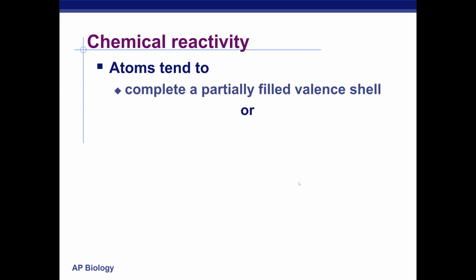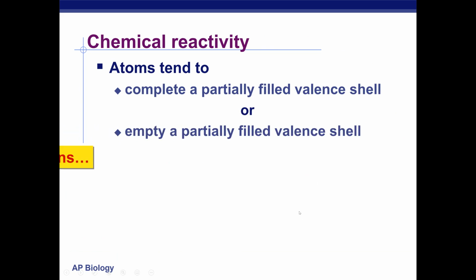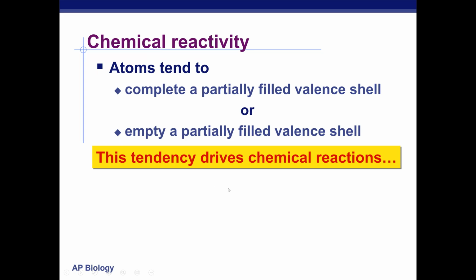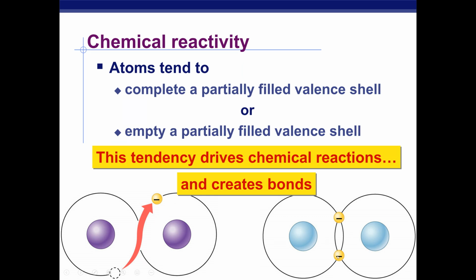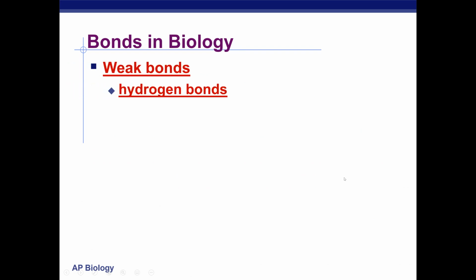Atoms tend to complete a partially filled valence shell or empty a partially filled valence shell. This tendency is what drives chemical reactions and creates bonds. So here I've lost an electron. This is an ionic bond because this electron was taken from me. Here I am sharing my electrons. This is a covalent bond because we are sharing the electrons.